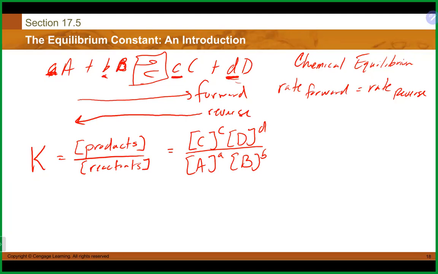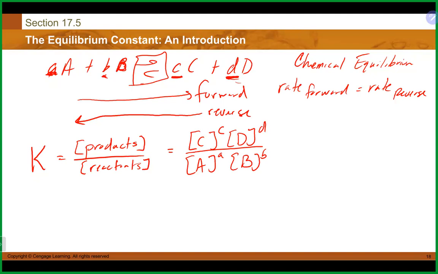So we do use the coefficients in the balanced equation to write this equilibrium expression, and it is a constant number. The only thing that will ever affect the equilibrium constant value is temperature. If you change the temperature, you will have a different value of the equilibrium constant, and that is between two different temperatures.